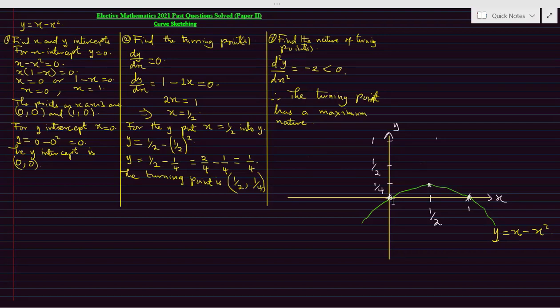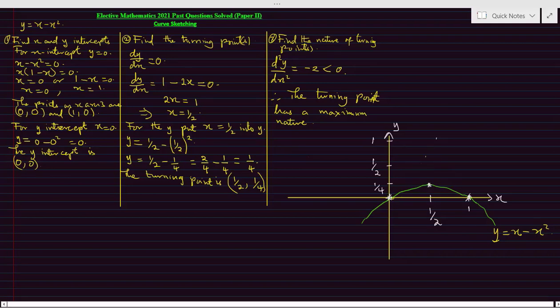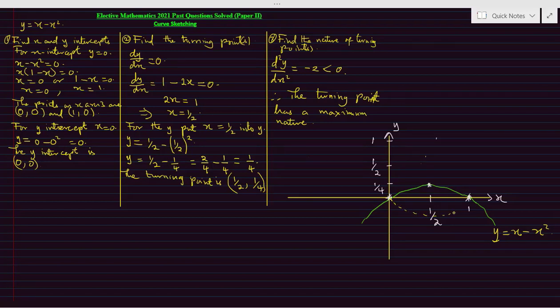Now when we revolve y equals x minus x squared about the x-axis, we are going to obtain something like this. It's going to revolve, and so we will obtain something like this. And we will have some kind of empty space here. That is exactly where we found our volume.